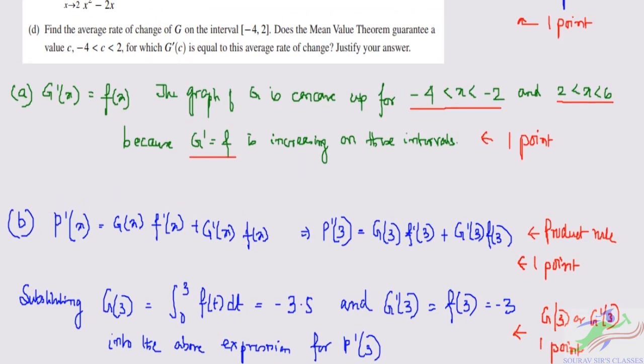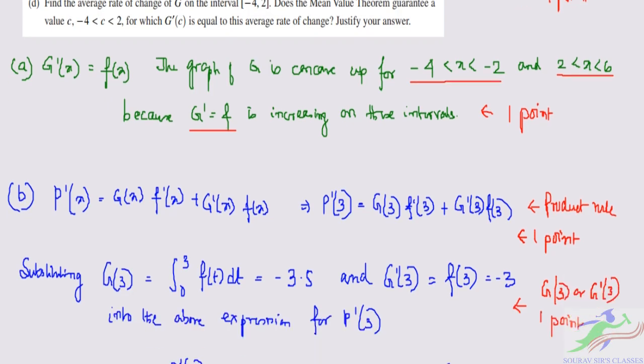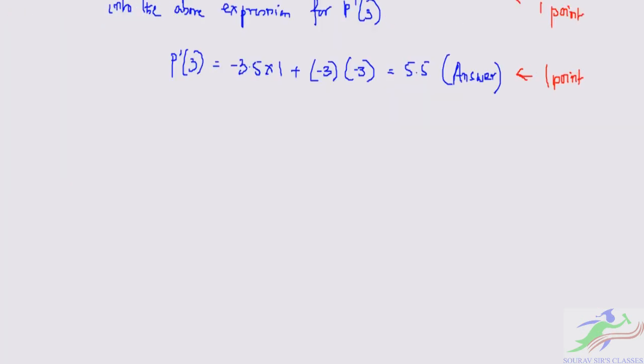So let's see what part C is asking for. I have to find the limit as x tends to 2 of g(x) divided by x squared minus 2x. So this is part C.